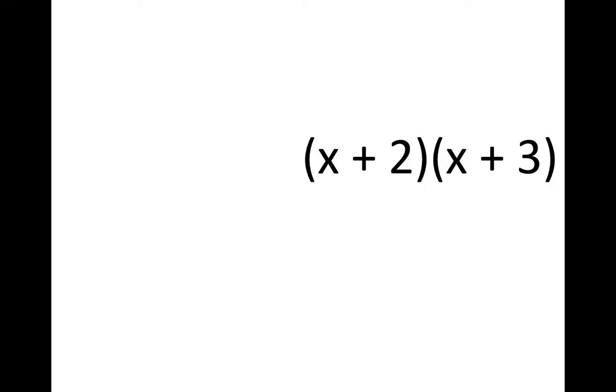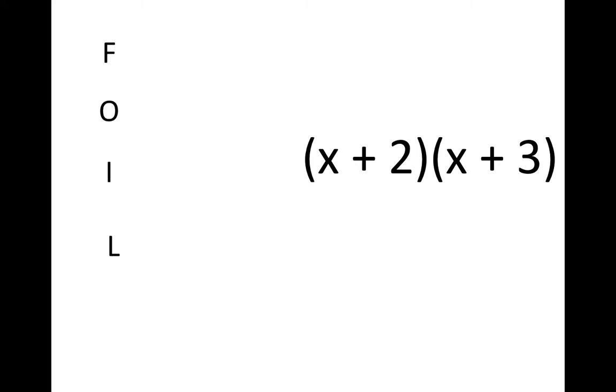Foiling is the terminology that we use to help us remember the sequence of steps that we use to multiply two binomials. So we have x plus 2 and x plus 3. We can use the term FOIL as a device to help us remember the procedure.